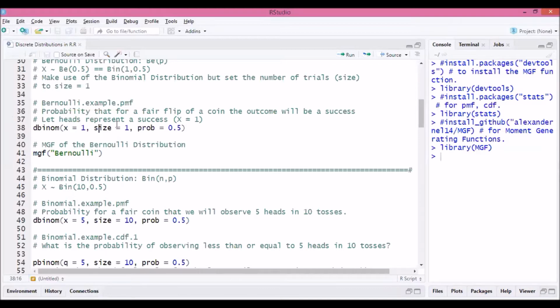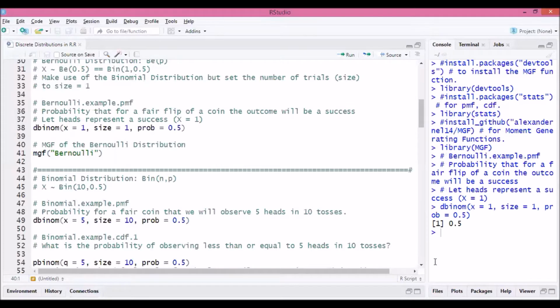So let's say you were asked what's the probability that the outcome of a fair flip of a coin will be a success. We let heads represent a success, then we use dbinom. So dbinom with size equals 1 gives the probability that the outcome of the coin flip will be a success. The probability for that is a half, because it's a fair coin, so half will be the probability that we observe a head.